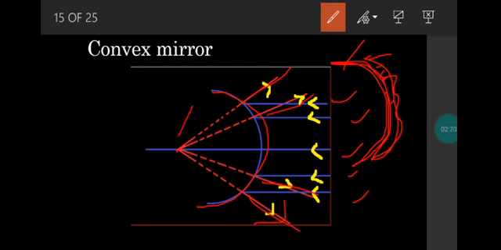You can see these dotted lines, right? When we extrapolate these, all the rays meet at a particular point. This point is called the focus point. This is how we find the focus point of a convex mirror. And it is a divergent mirror. A concave mirror is a converging mirror. That means all the rays will get converged at a point, and here all the rays will get diverged.